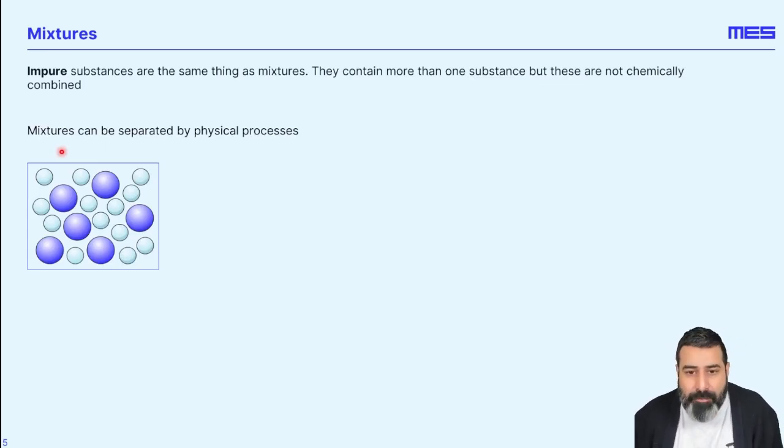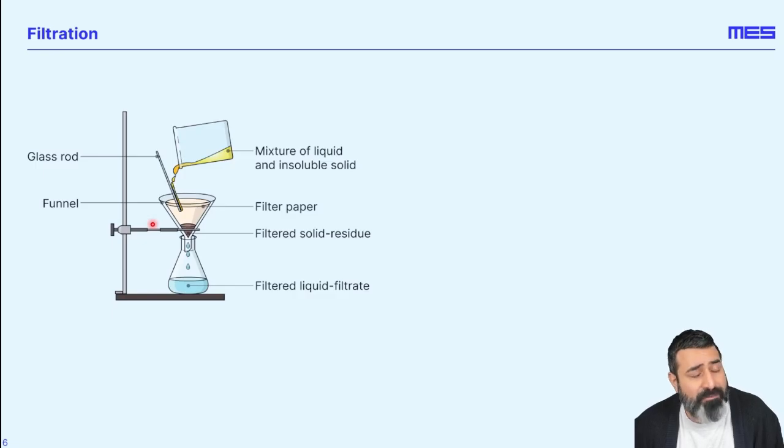They're not chemically combined. So, what physical processes do we need to know? Well, we need to know about filtration. So filtration is a separation technique for separating mixtures of insoluble solids in liquid.